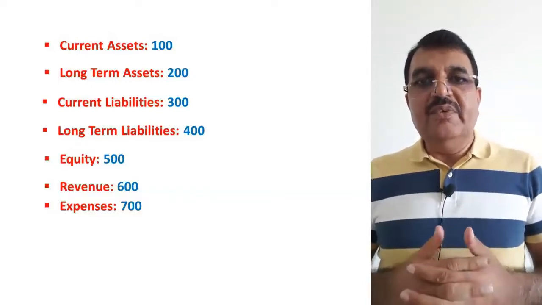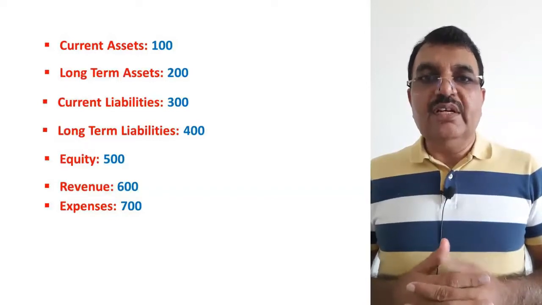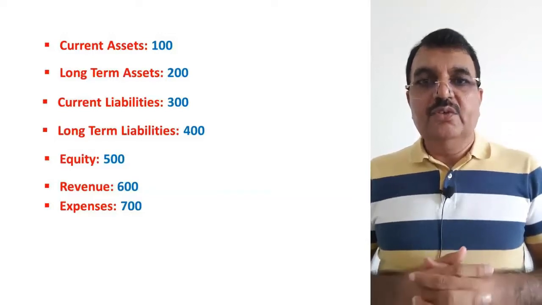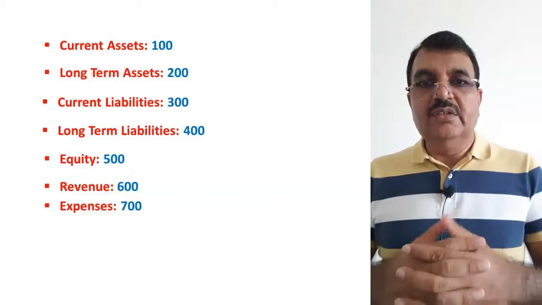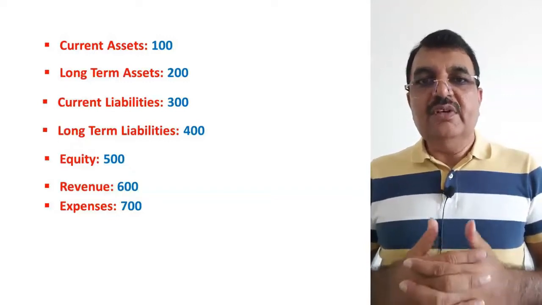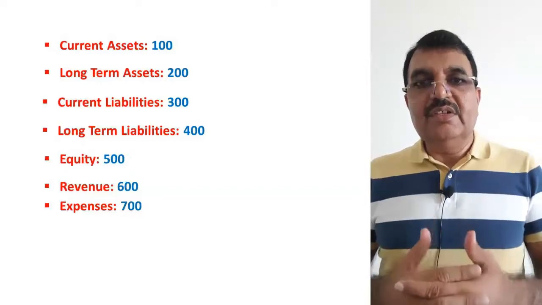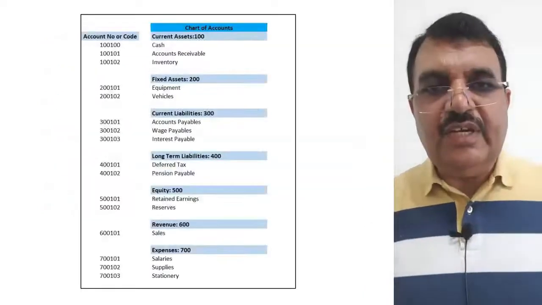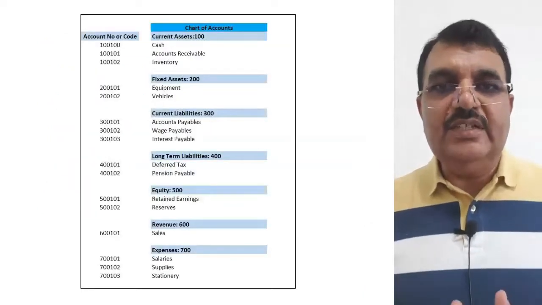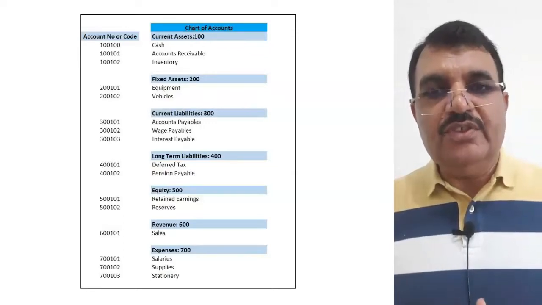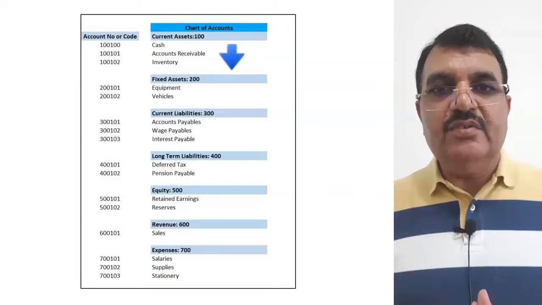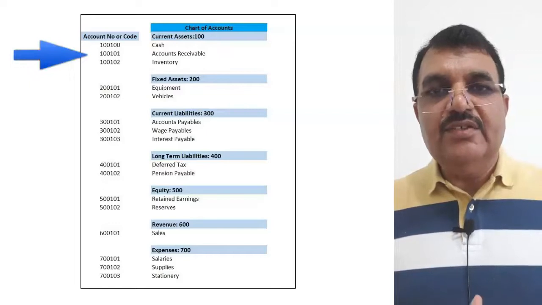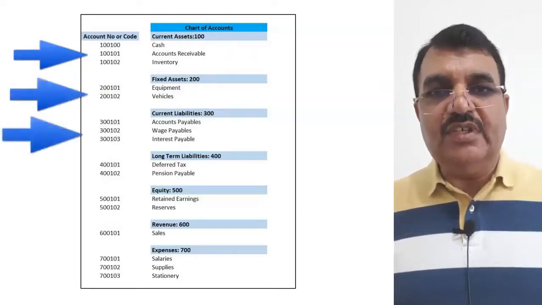For example, we can assign 100 to current assets, 200 to long-term assets, 300 to current liabilities, 400 to long-term liabilities, 500 to equity, 600 to revenue, and 700 to expenses. Having created these high-level or summary-level categories or classifications, we are now in the position to create subcategories. We call them accounts. We will then assign a unique 6-digit numeric code to each of these accounts.